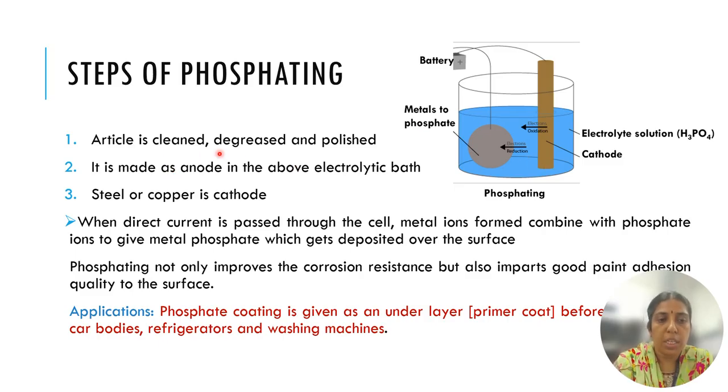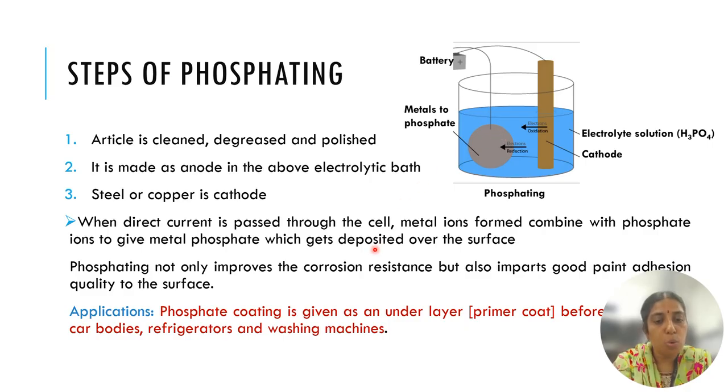The article is cleaned, degreased and polished. Steel or copper is used as a cathode. When direct current is applied, the metal ions combine with the phosphate ions to form a metal phosphate. So you can have a metal phosphate layer on the desired metal. This process is known as phosphating.